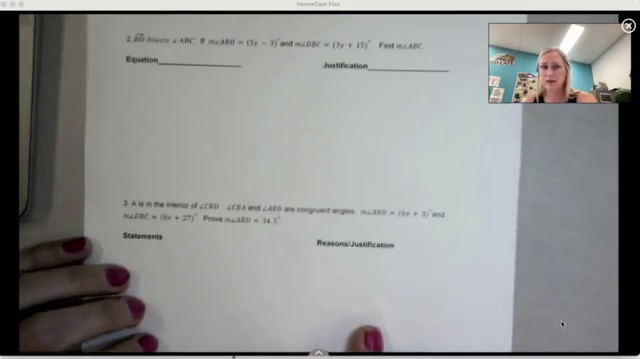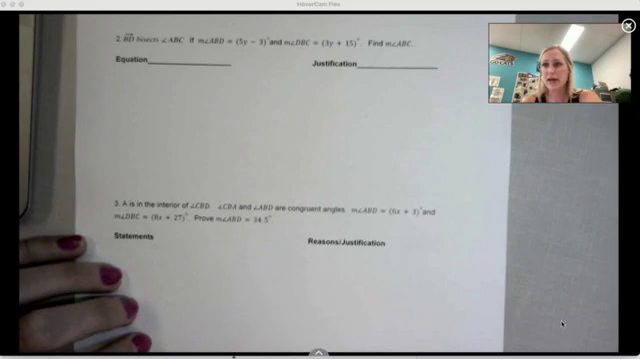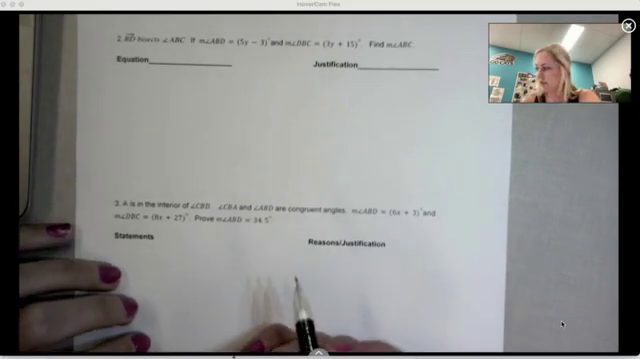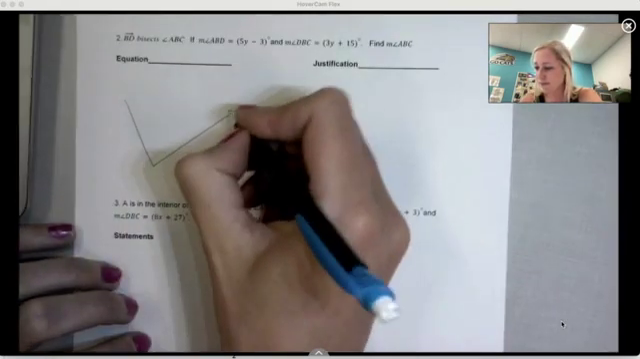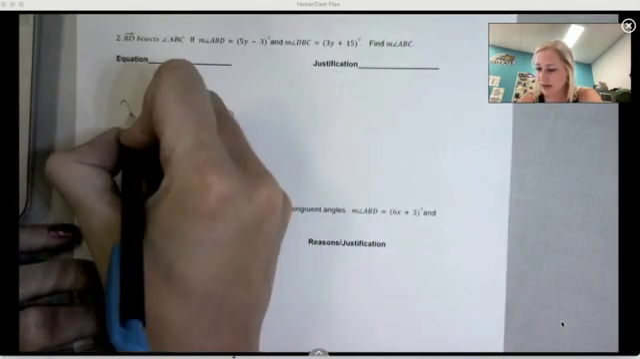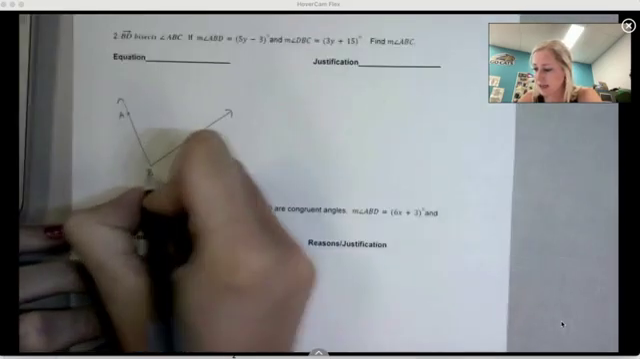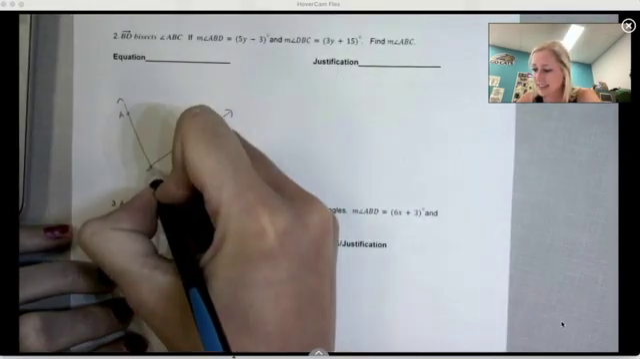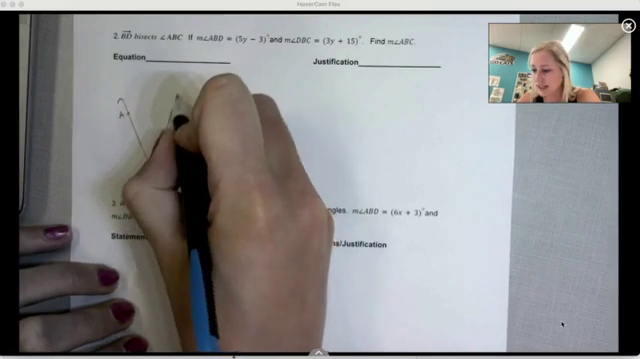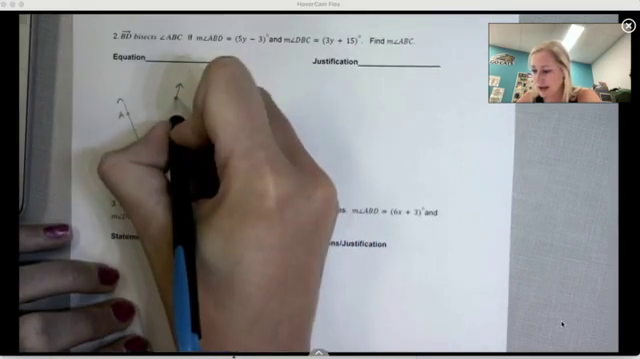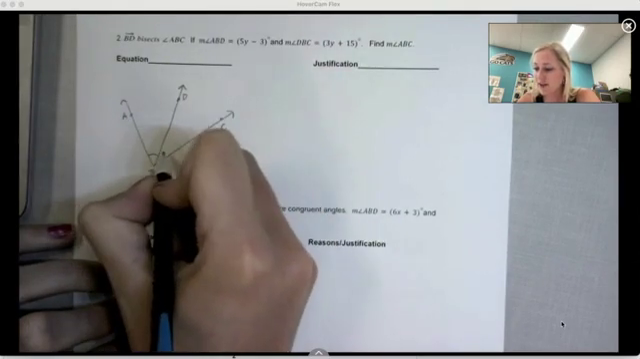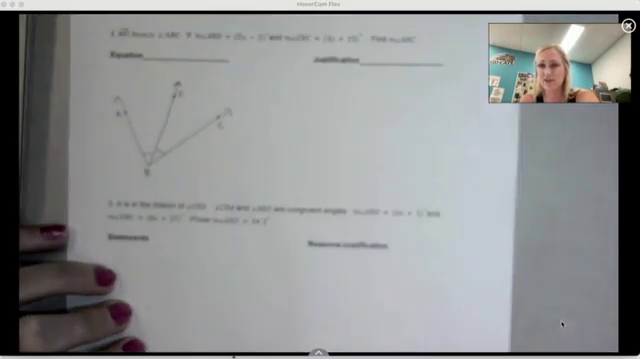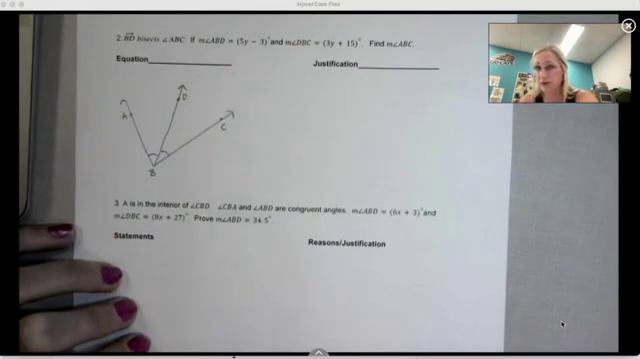All right. Okay, next one. Ray BD bisects angle ABC. Okay, so we are going to draw angle ABC. So I've got A, B has to be the vertex. C, this is bisecting, so I do want to draw it right down the middle. And there's Ray BD. So because it's bisecting, I know that this angle and this angle have to be the same, right? It's going right down the middle, so the two halves are congruent.